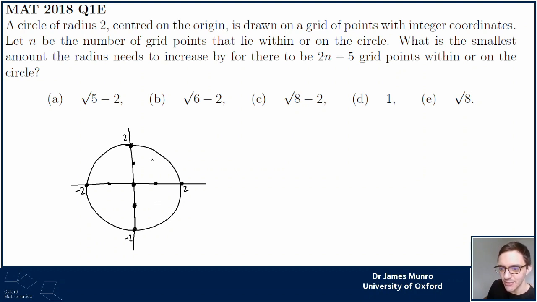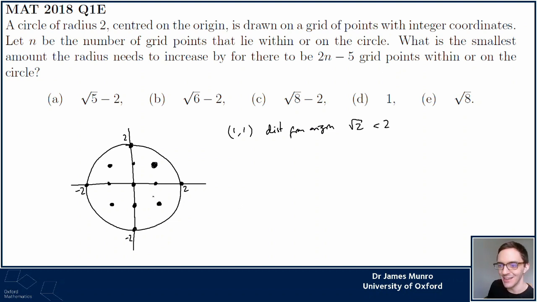Is, for example, this point inside the circle? So that's the point 1, 1. I guess I need to work out the distance from the origin. The distance there from the origin is going to be root 2 by Pythagoras, which is less than 2. So yes, this point is in the circle. And by symmetry, I suppose these ones are as well. Some nice reflectional symmetry going on.